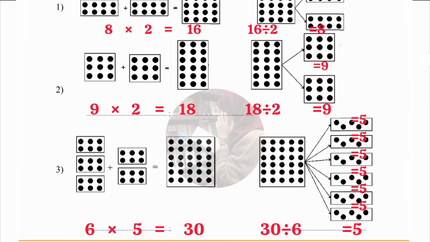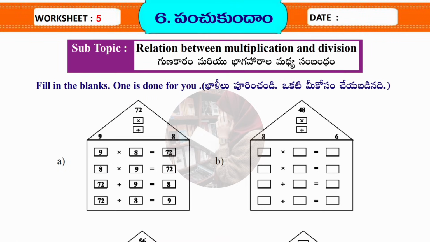Now we'll move to the next worksheet, that is worksheet number 5. Here the subtopic is relation between multiplication and division. Okay, in the first question we have fill in the blanks. One is done for us. So here one picture of a hut is given, in which we have three numbers and two symbols. So we have to play with this.